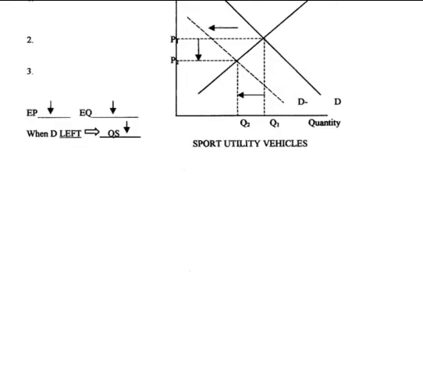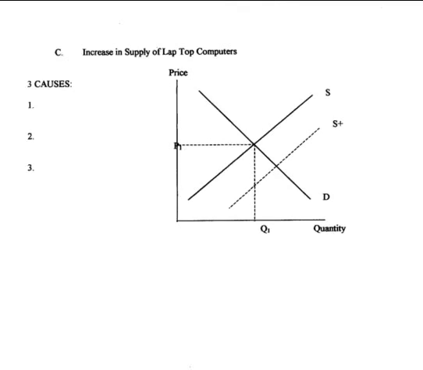Okay, let me see. Let's do another one with supply. I've depicted here an increase in supply of laptop computers. So we've got the original demand curve, the original supply curve. Here's the equilibrium price and the equilibrium quantity. And what I'm asking again here is for an increase in supply. So an increase is always to the right, whether it's demand or supply. You're going to draw a whole new supply curve shifted to the right.